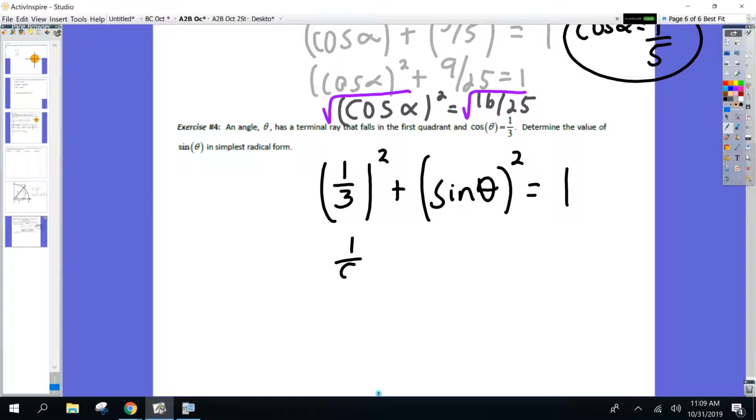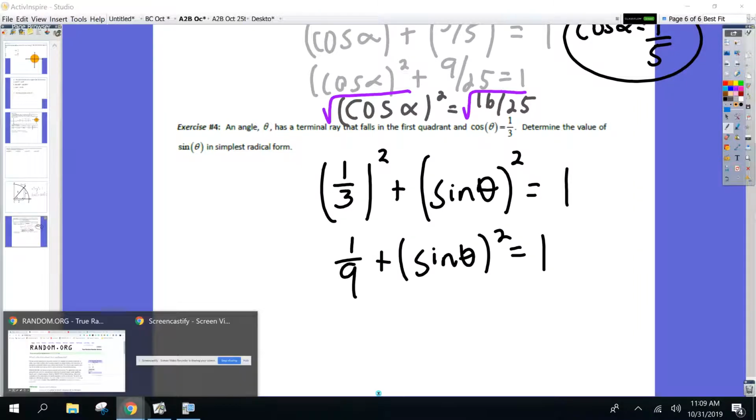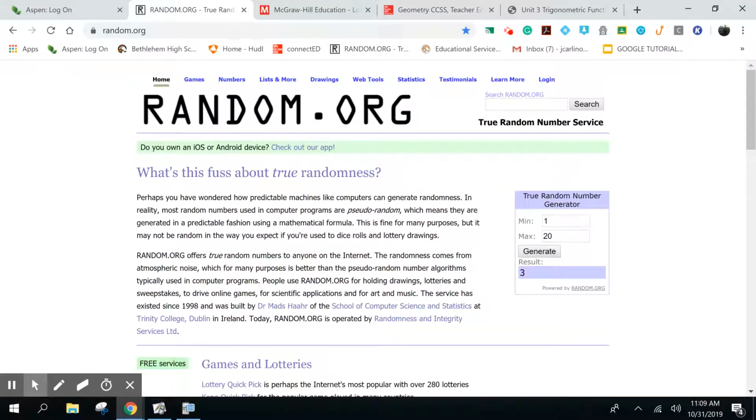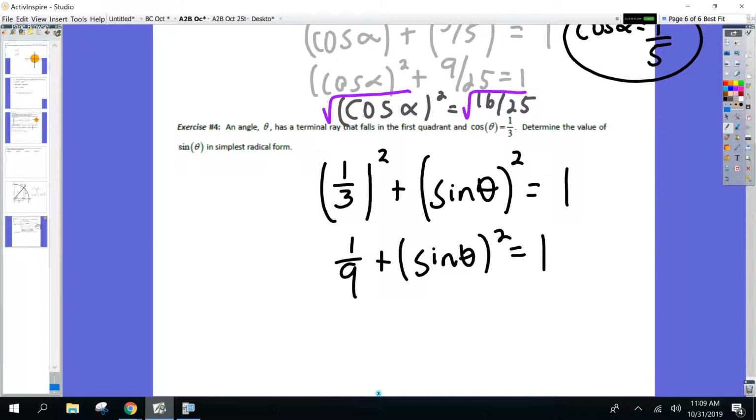1/9 plus sine squared theta equals 1. Your next move. Go right ahead. Subtract the 1/9 for me. Sine squared.